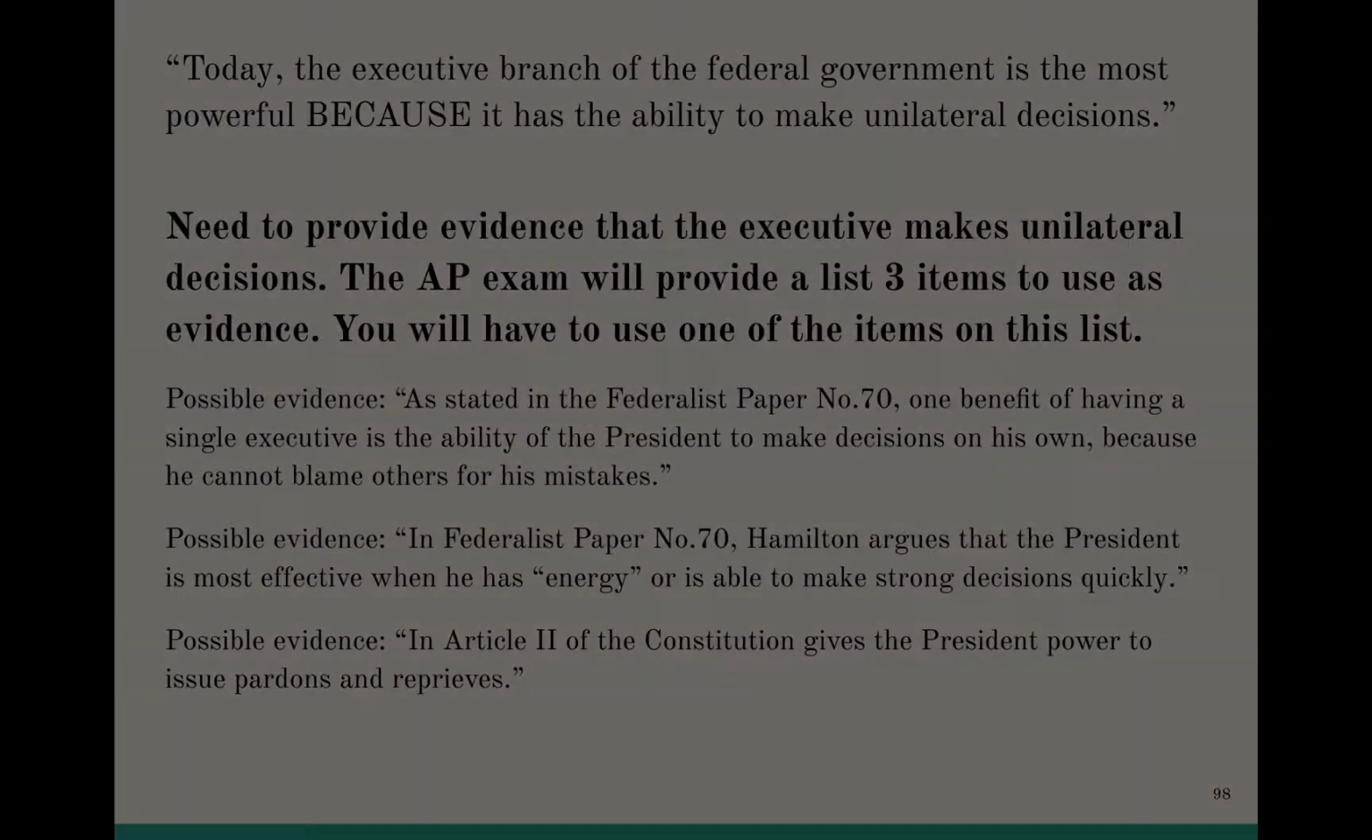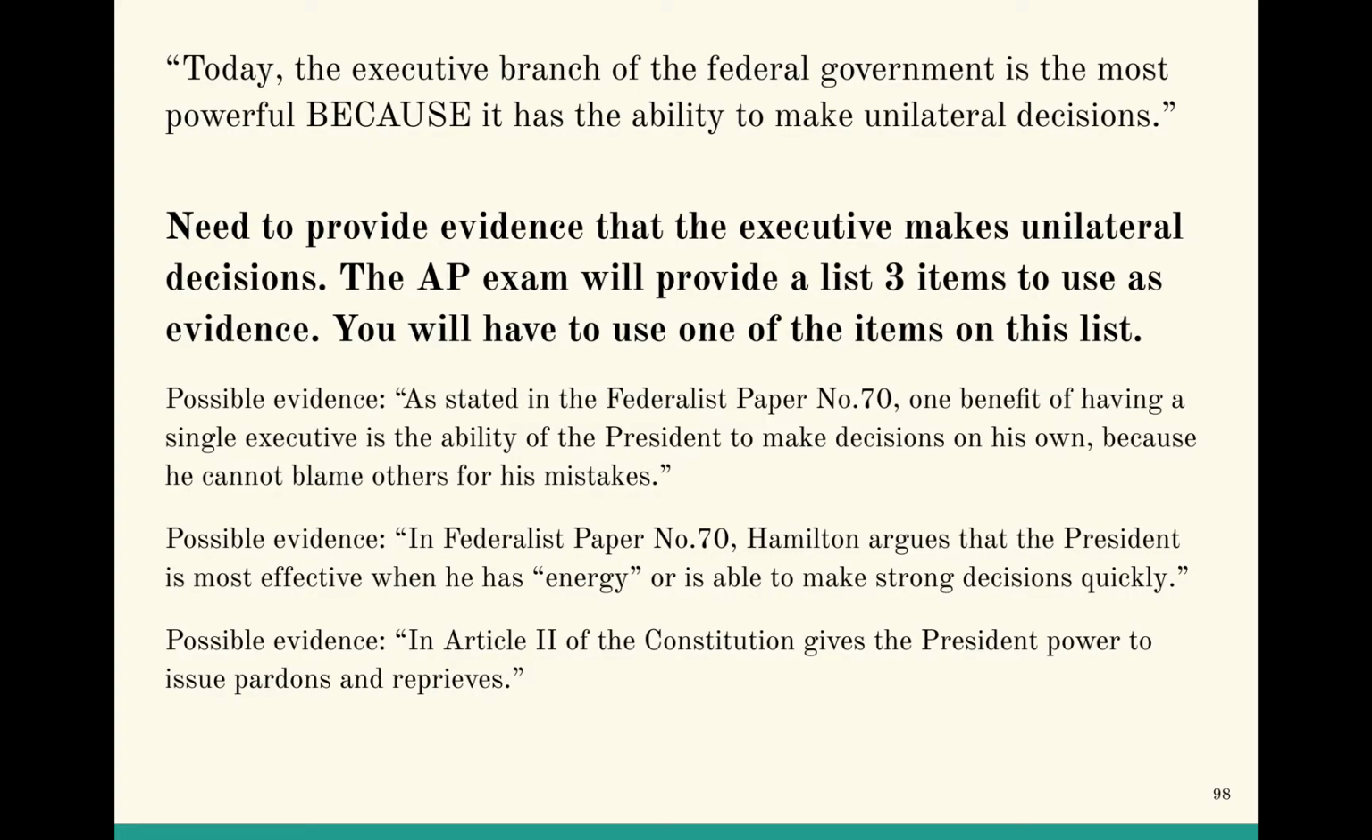So let's say that we are going to choose the first one. Today, the executive branch of federal government is the most powerful because it has the ability to make unilateral decisions. Unilateral decisions, if you don't know, unilateral just means you're going to make them by yourself. So we're going to argue in our reasoning that executive branch can kind of do things on their own without the other branches. So now we need to provide evidence that the executive branch makes unilateral decisions.